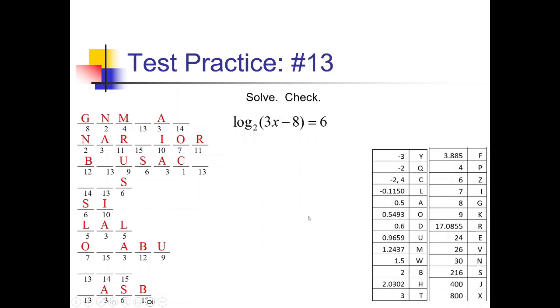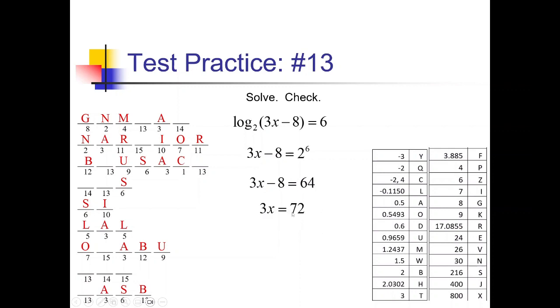Alrighty, let's try our hand at lucky number 13. Since I have a single log on the left, I'll start by raising 2 to both sides to get rid of that log base 2. That leaves me with a 3x minus 8 on the left, and a 2 to the 6 on the right. 2 to the 6 is 64. Add an 8 over there, that's going to be 72.